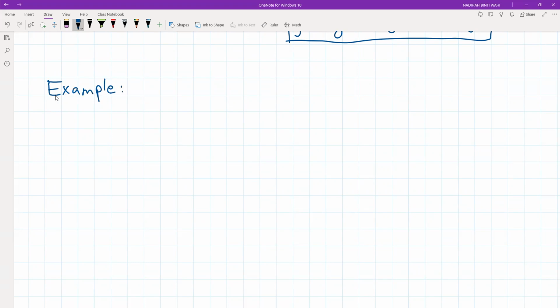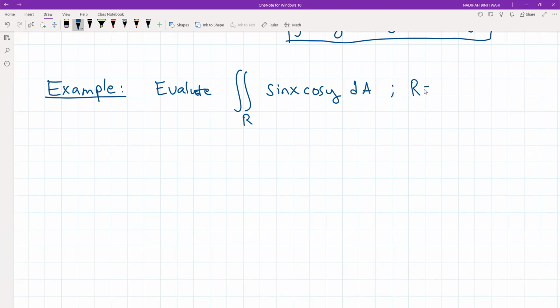Ada soalan setakat ni? Tak ada. Okay. Evaluate the integration in our region for sine x cosine y dA, where r is in 0 to pi half and 0 to pi half.